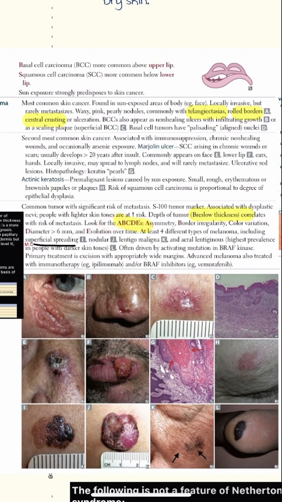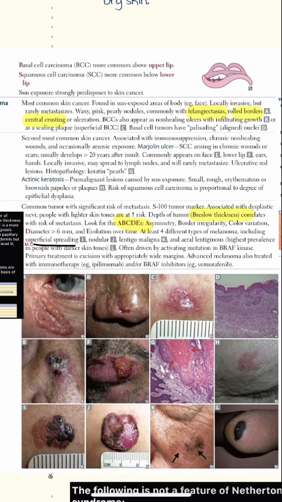Depth of tumor is described by Breslow's thickness. It correlates with risk of metastasis. The ABCDE criteria are asymmetry, border irregularity, color variation, diameter more than 6 mm, and evolution over time. There are at least 4 different types of melanoma, including superficial spreading, which is the most common type. This is the type. Second is nodular.